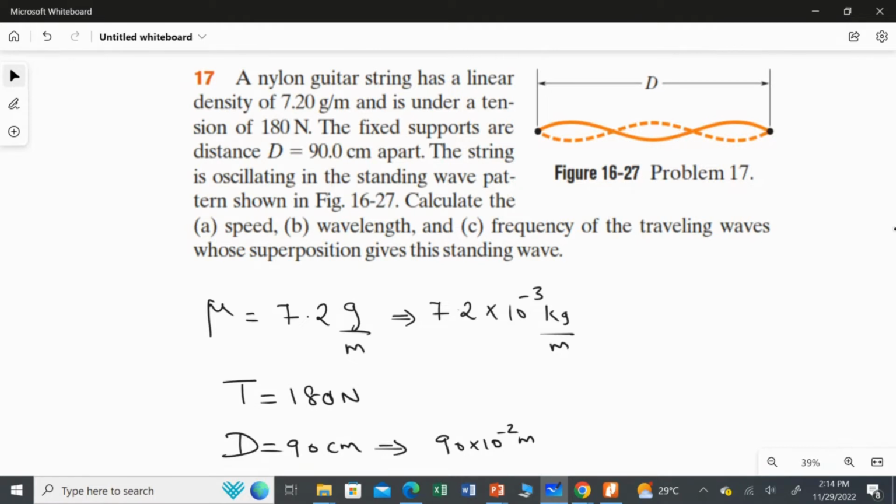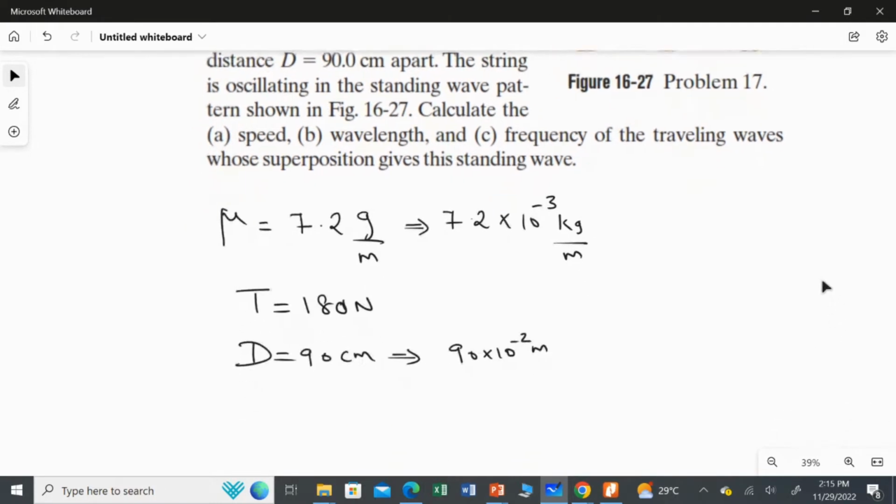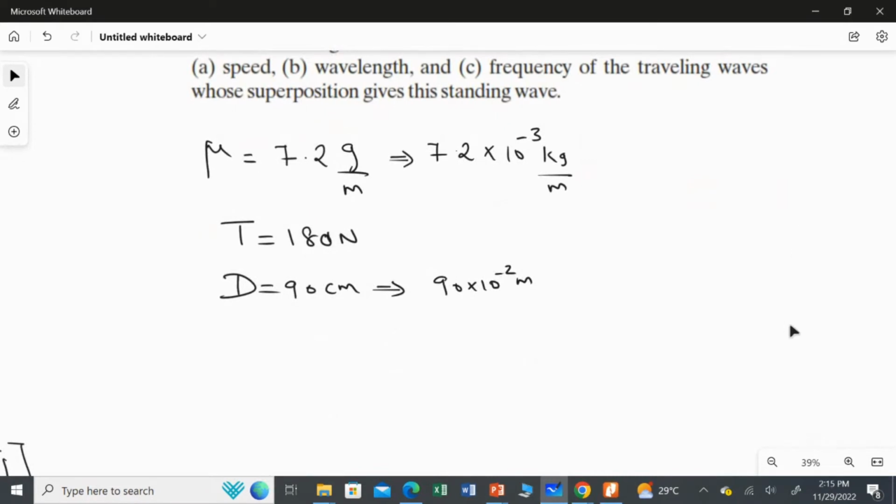The string is oscillating in a standing wave pattern. While we apply the tension and the oscillator oscillates, it will produce standing waves over the string. By using that, we are going to find the answers for three questions: first, the speed of the wave on the string; second, the wavelength lambda; and third, the frequency. Clear? Okay, let's start one by one.